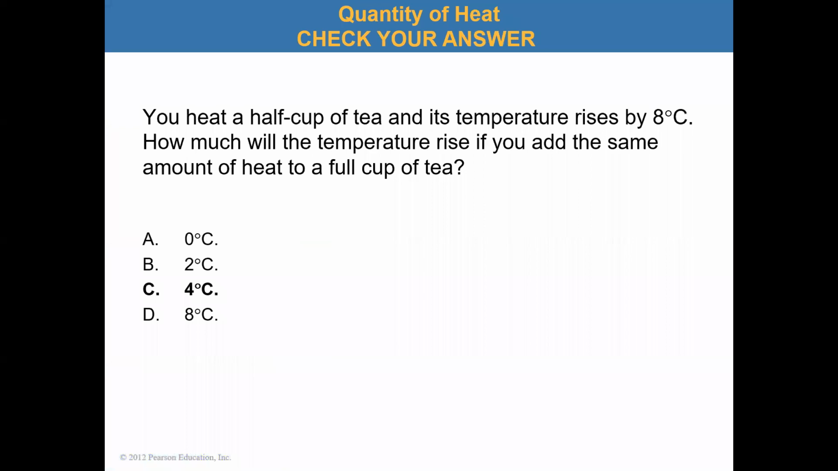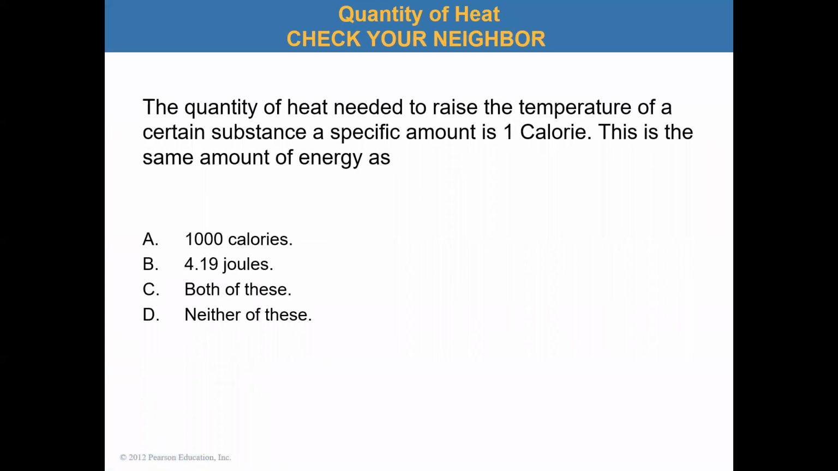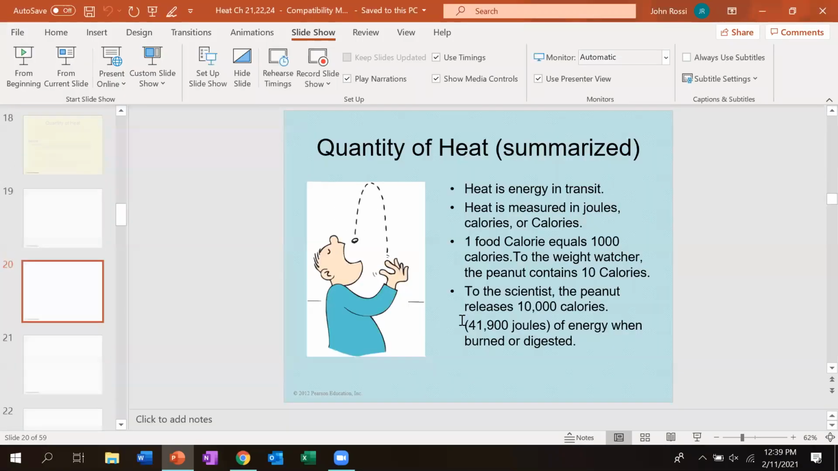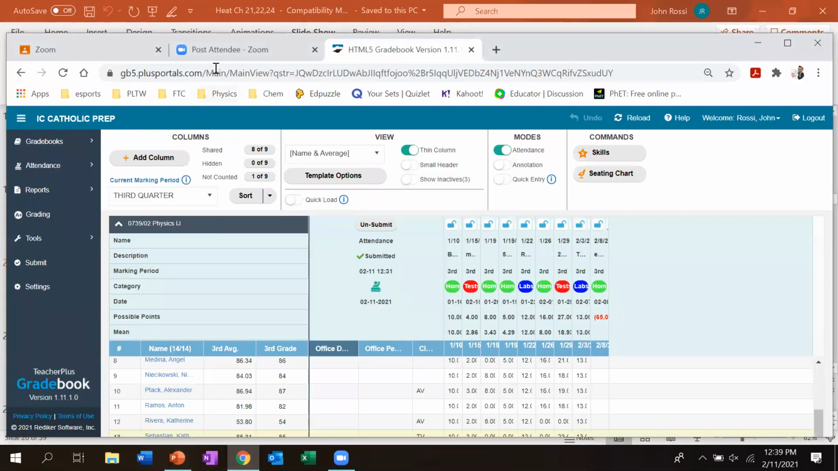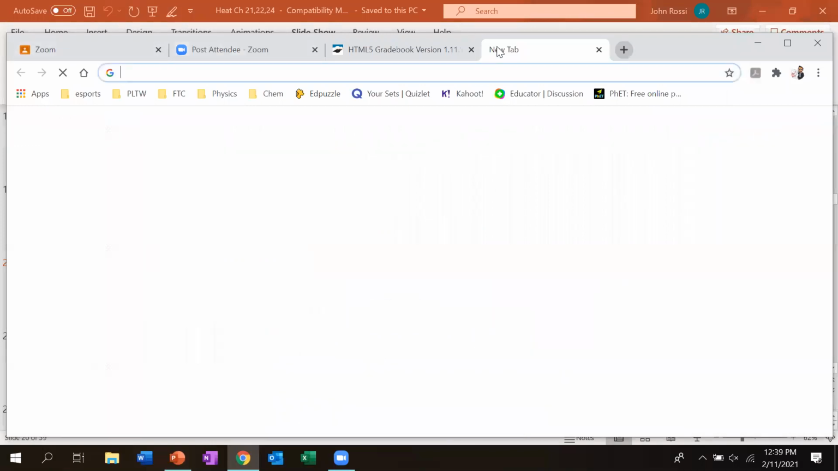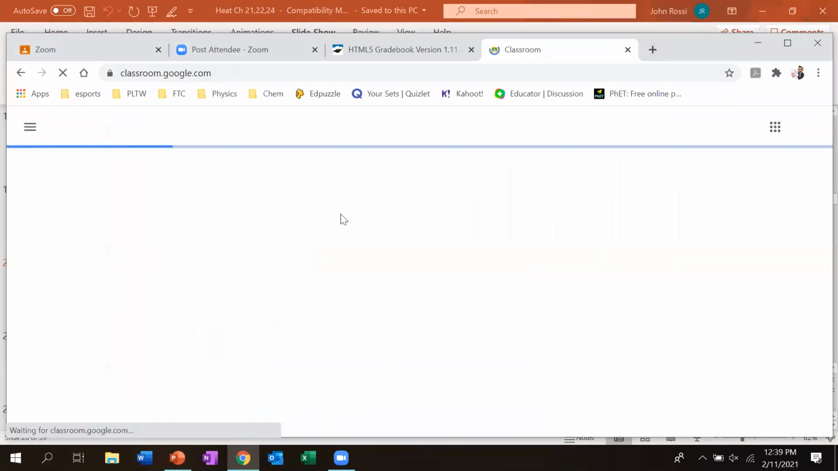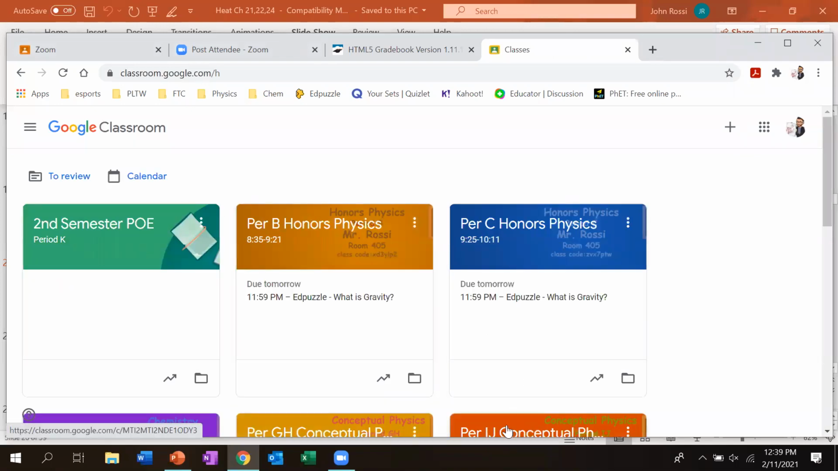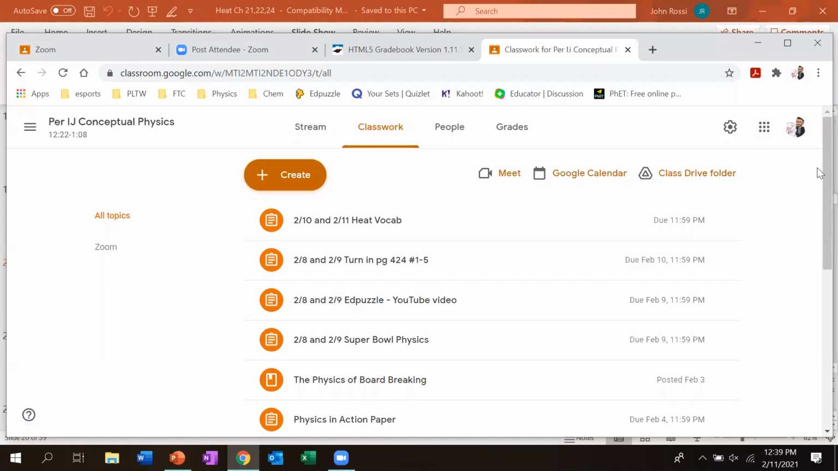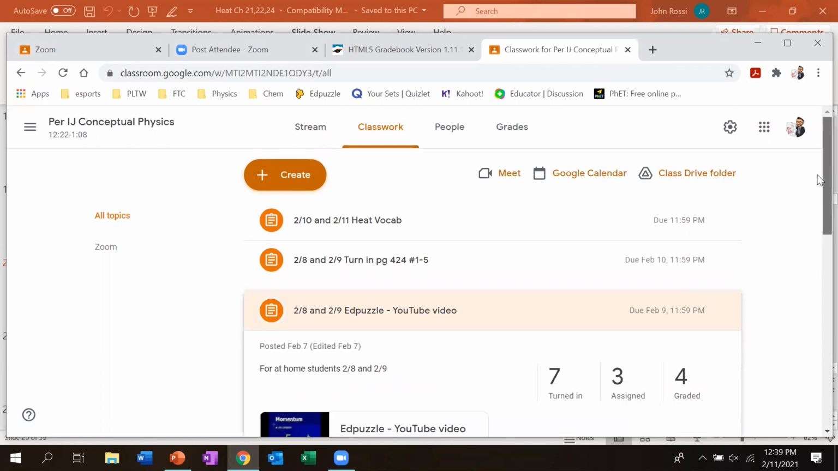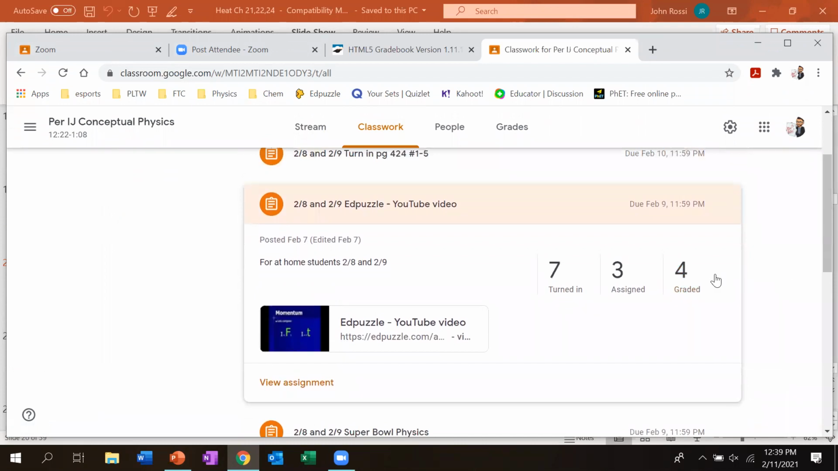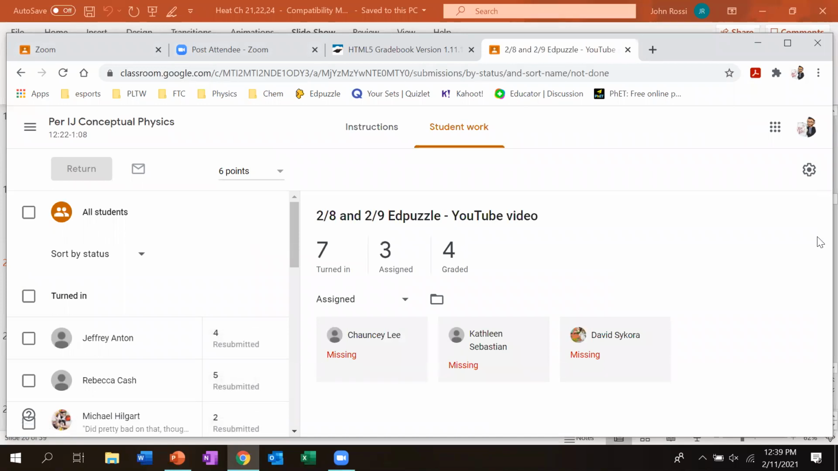We are not going to cover thermodynamics laws, and I'm going to post these notes. Here's what we're going to be responsible for. Oh, don't look at that. We're going to be responsible for these assignments. If you go into our Google Classroom, on the classwork tab, over the last couple of days, here's what we've had. On the 9th, this was due for at-home students. This was a review of momentum and impulse. 3 of the people in the class need to get that turned in. Chauncey, Kate, and Dave. Okay?